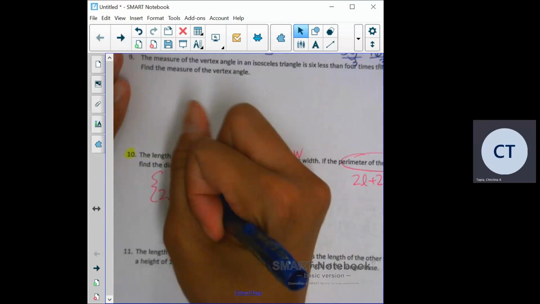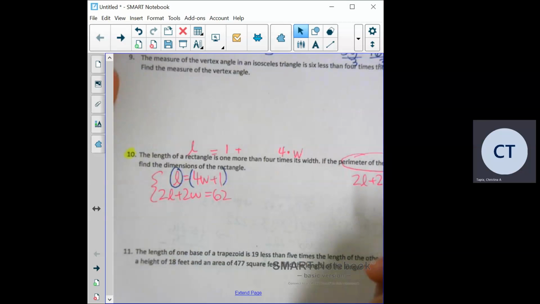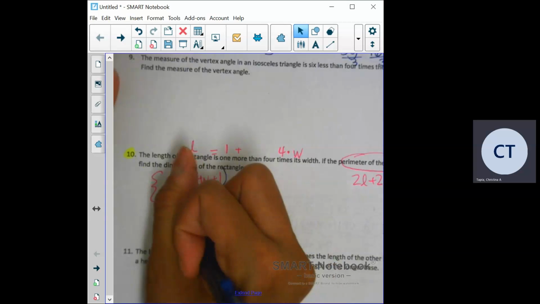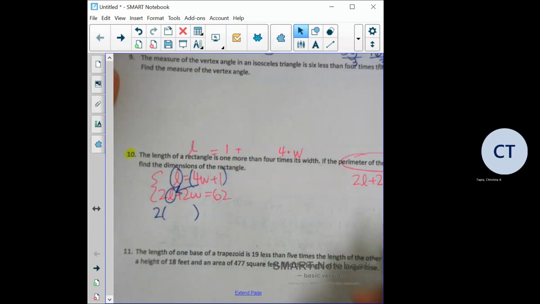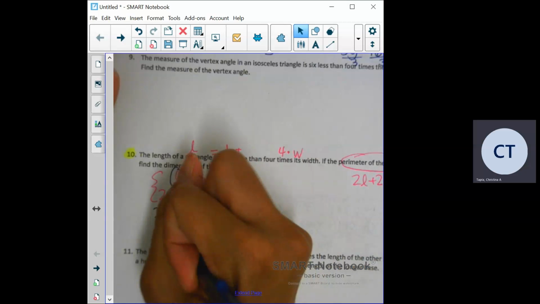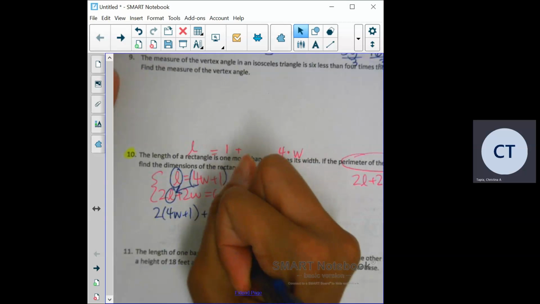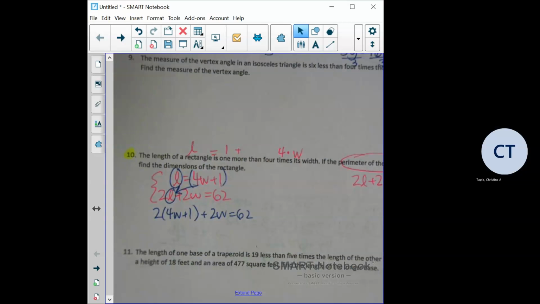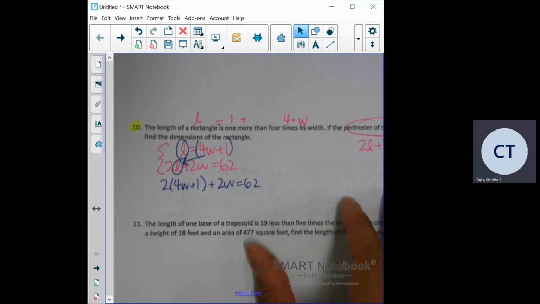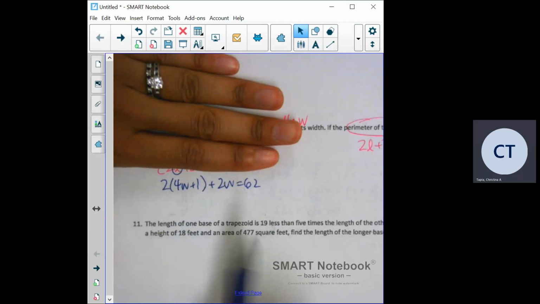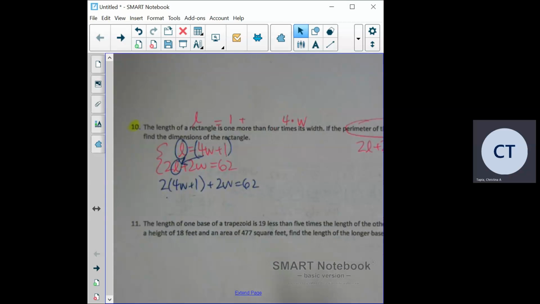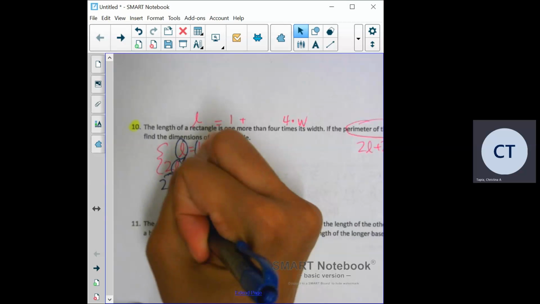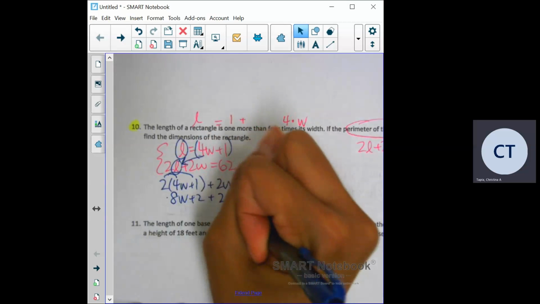All right, so I'm going to take this length, the 4W plus 1, and I'm going to substitute it right down here for the length. So we're going to make this 2 parentheses for the length. I'm going to substitute 4W plus 1 because we said that was our length value, plus 2W equals 62. Remember, whenever you're solving an equation like this, you want to have the exact same variable. So double check that your variables are the exact same here, so that way you actually can solve it. If you have 2 different variables, you might not be able to solve. So we're going to distribute the 2 to make this 8W plus 2 plus 2W equals 62.